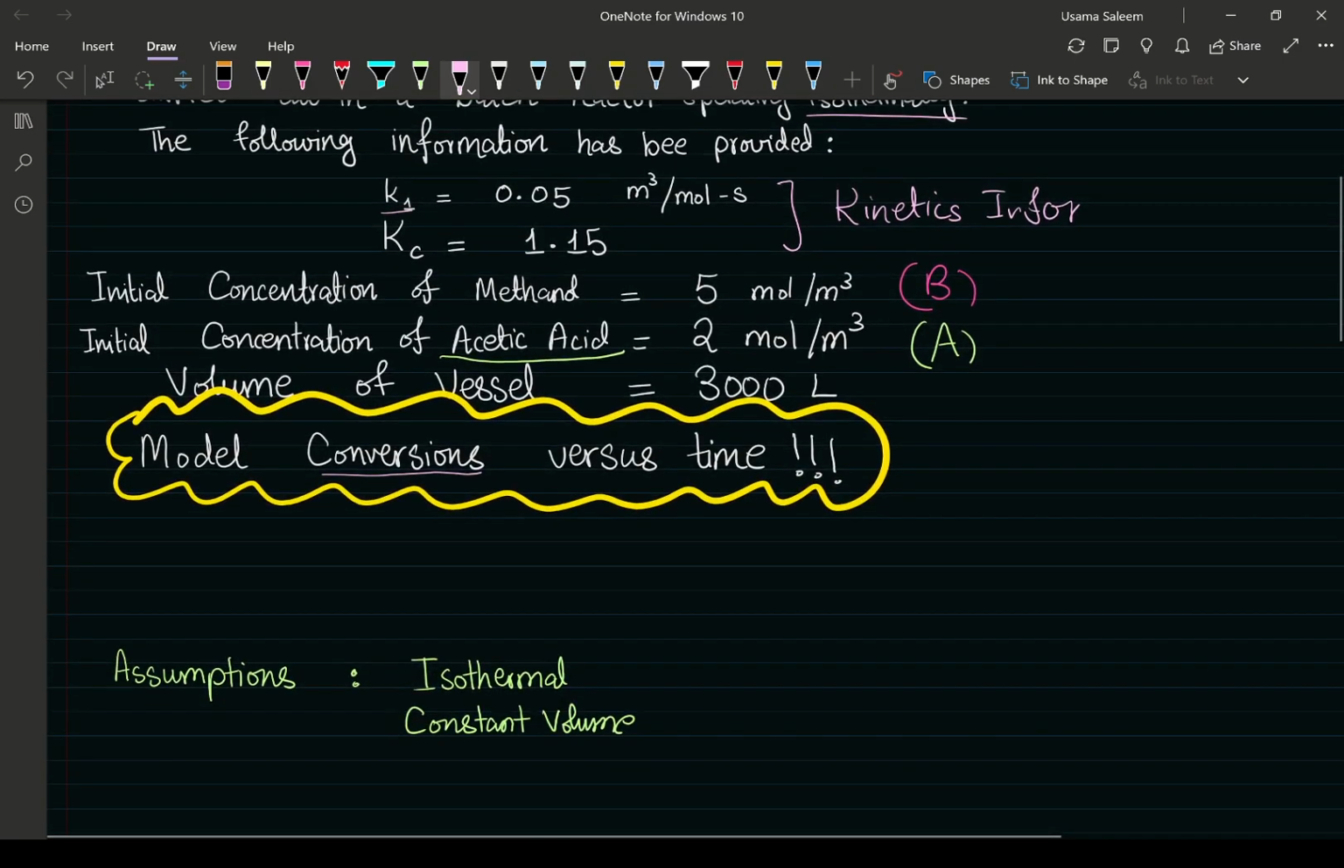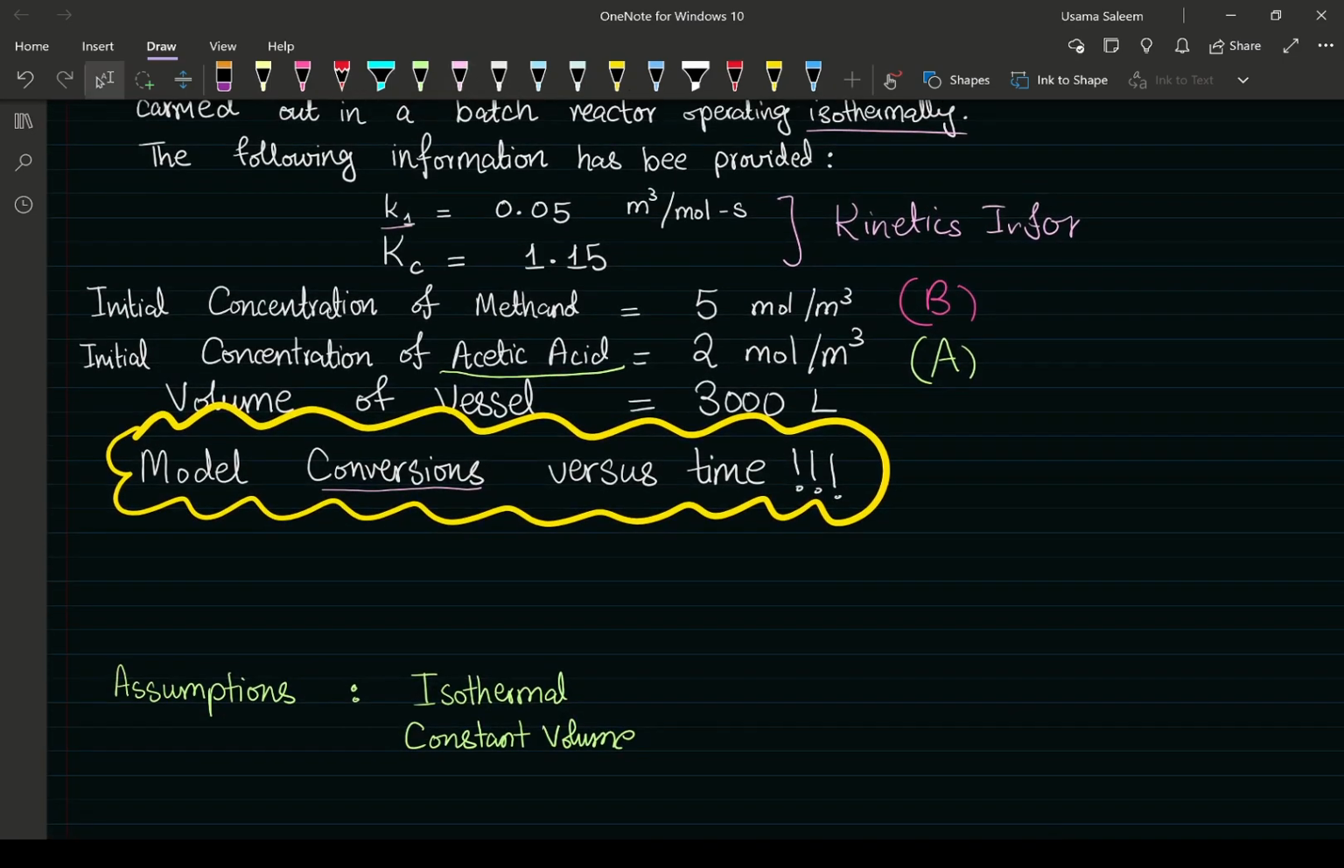Alright, so let's see what we got. Assumptions: isothermal, no change in temperature. Constant volume, we have a liquid phase reaction, aqueous, so the change in volume is going to be 0. Keep in mind we haven't assumed steady state. Why? Because it's a batch reaction. You can't assume steady state. Variables are changing with time.